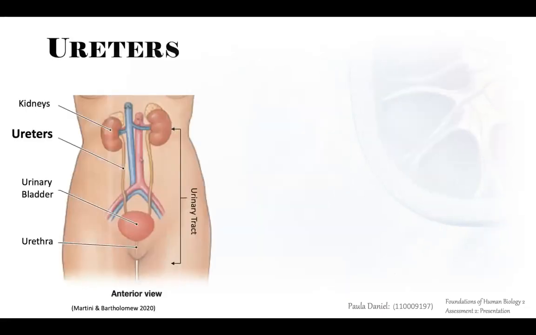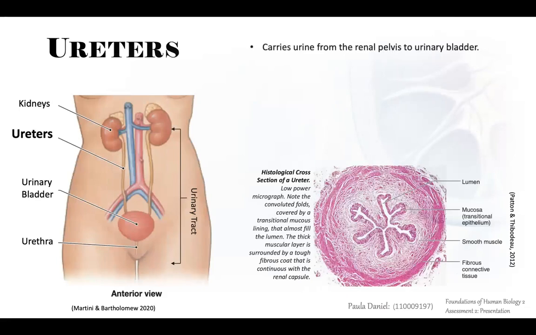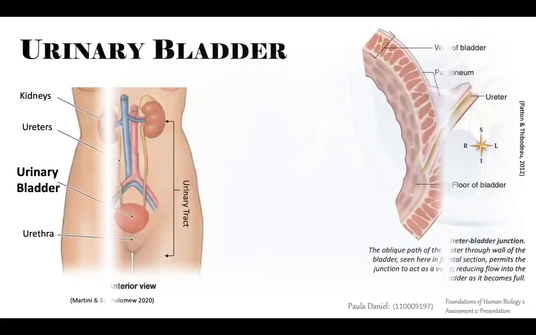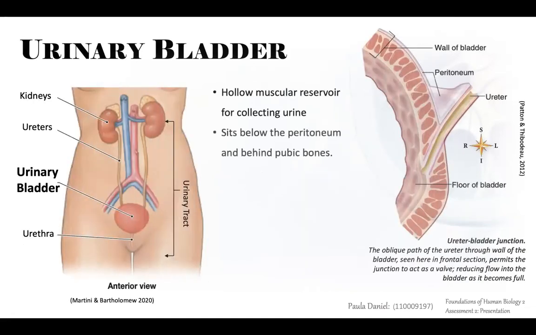Each of the two ureters carry urine from the renal pelvis through the hilus of the kidneys down to the urinary bladder. The lining of the ureter has wide, deep folds that reduce the size of the lumen. They have an inner mucus layer, two smooth muscular layers, and an outer connective tissue layer that's continuous with the renal capsule. The urinary bladder is a hollow muscular reservoir for storing urine until it is expelled from the body.